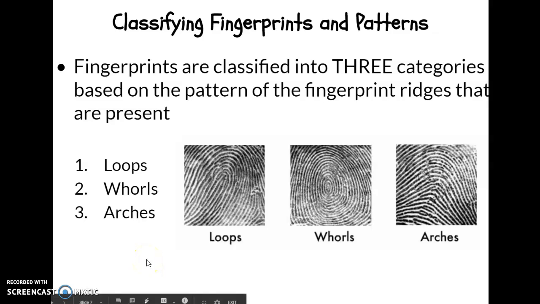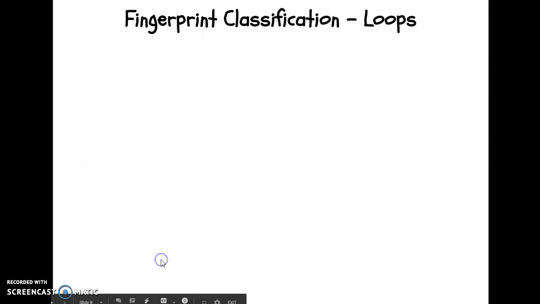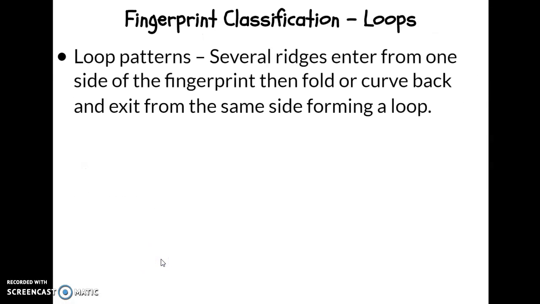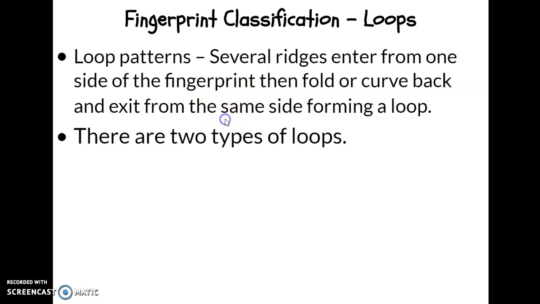The loops are a big loop that kind of folds in on itself sometimes. Sometimes you get a double loop. And then the whorls are like a circle pattern, and the arches are obviously arches. So loop patterns have several ridges enter from one side of the fingerprint, and then they fold back or curve back and exit from the same side, forming a loop.